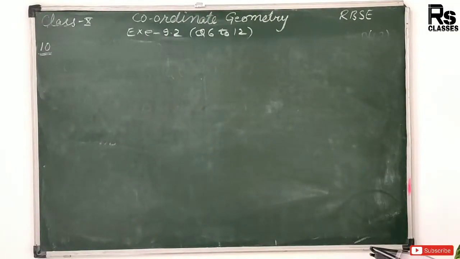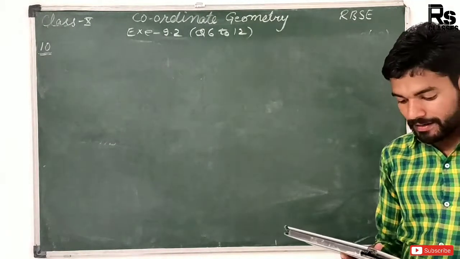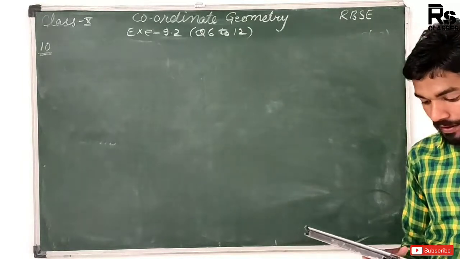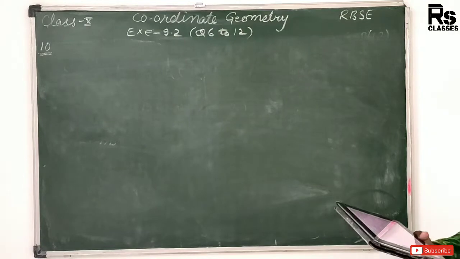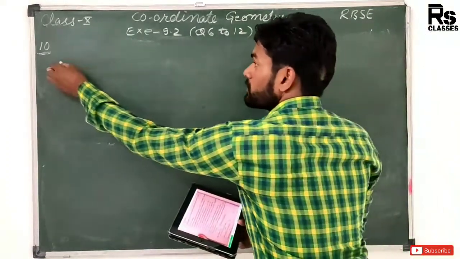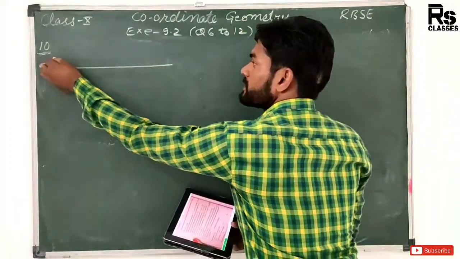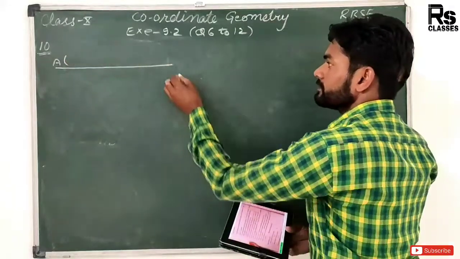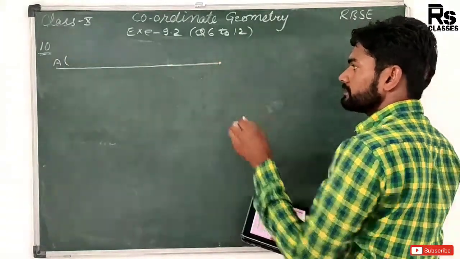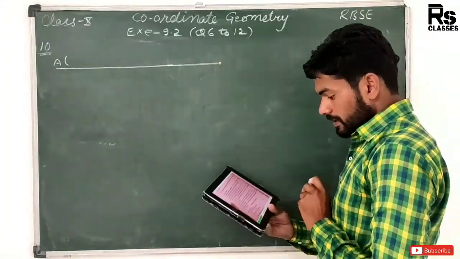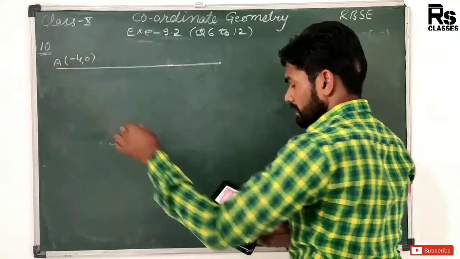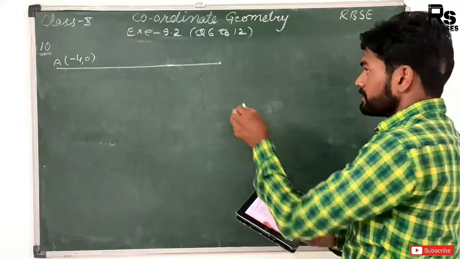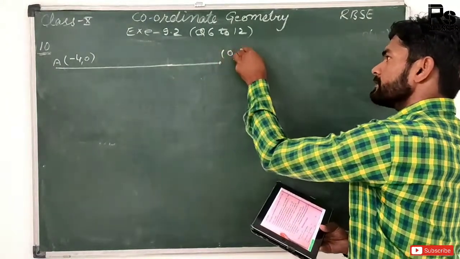Question number 10. Find the coordinates of the point which intersects the line segment whose endpoints are A (-4, 0) and B (0, 6).